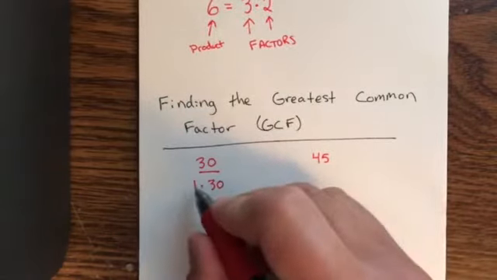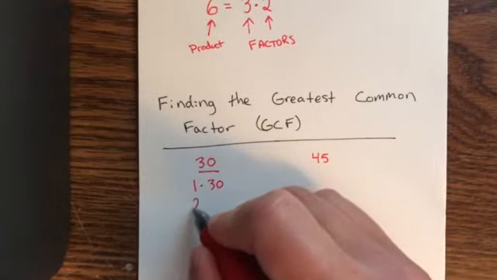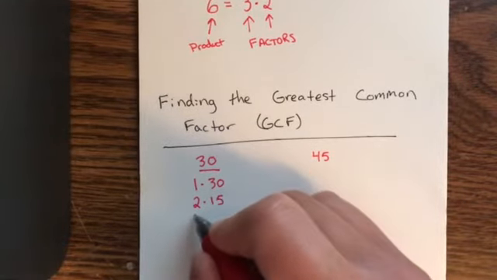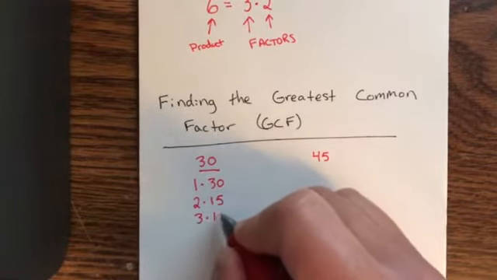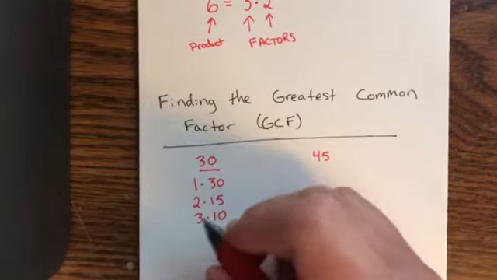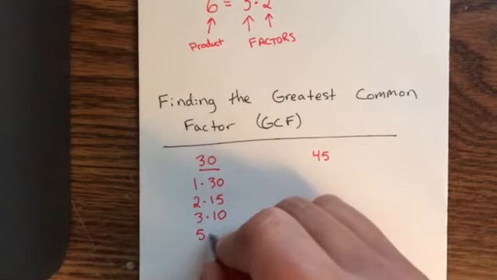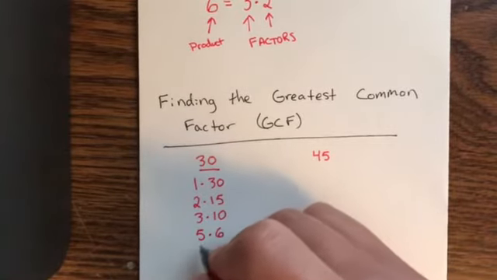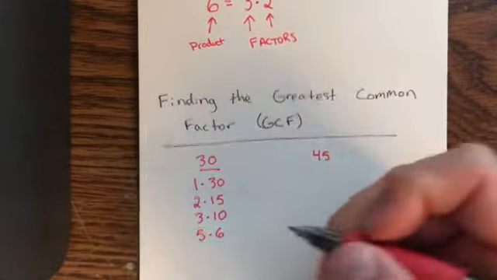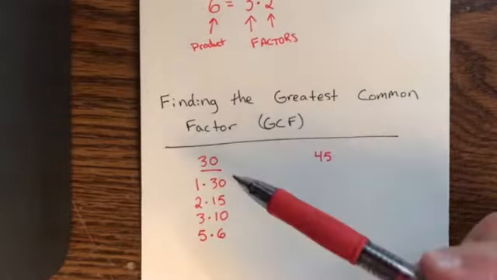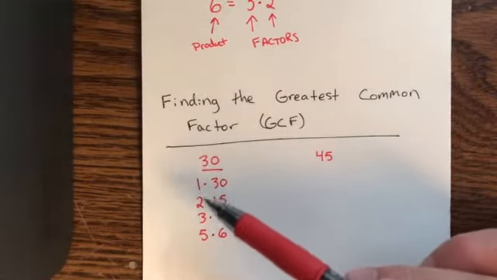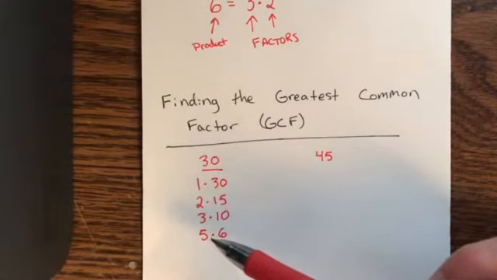Okay? Then from 1, I just go to the next one, 2. Okay, 30 is an even number: 2 times 15. The next one is 3: 3 times 10. And then I'll go 4. Well, 4 doesn't go into 30 evenly. 5 does, though: 5 times 6. And then the next one would be 6, but I already have 6 on my list. So I know that I have a complete list. These are all the ways to multiply to get 30: 1 times 30, 2 times 15, 3 times 10, 5 times 6.